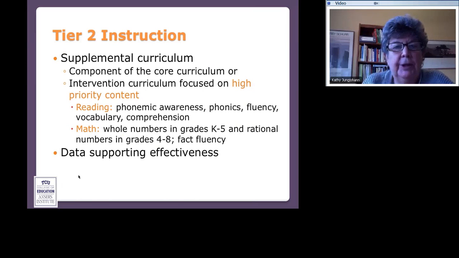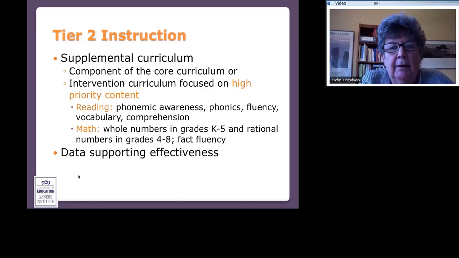Tier 2 instruction utilizes supplemental curriculum, and this supplemental curriculum can come in two forms. It might be a component of the core curriculum. Many reading programs now provide a supplement specifically for students who may need Tier 2 instruction, and that might be the appropriate curriculum to use. Or teachers or schools might select an intervention curriculum that is separate from the core curriculum, but focuses on the same kinds of skills. And the skills that should be focused on are high priority skills and high priority content.